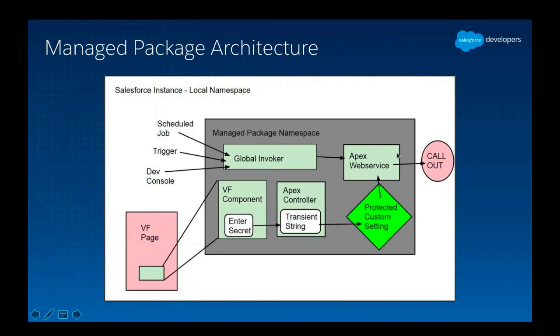Now, when you are making a callout to an external service, you'll use the Apex web service, which is inside your managed package, and there will be a global invoker which will be used by a scheduled job or trigger or dev console, things like that in your org. This global invoker will be invoked from there, which will access this Apex web service, which will have access to these protected custom settings.